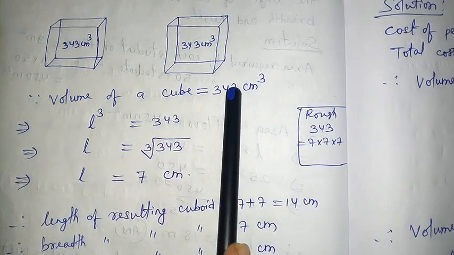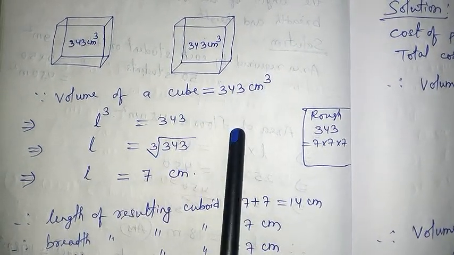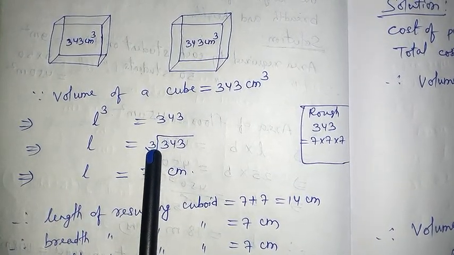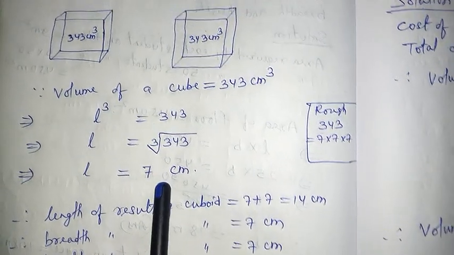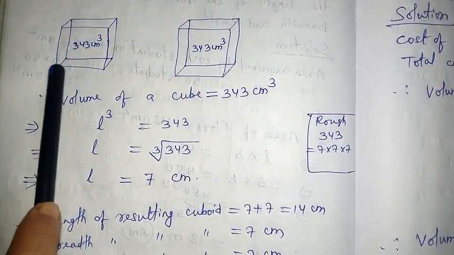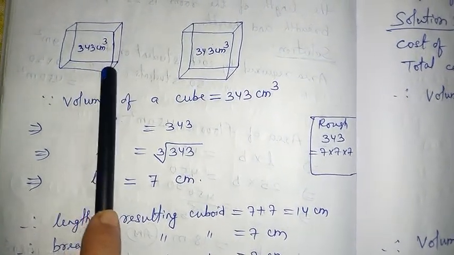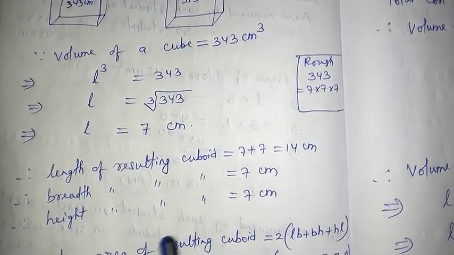L cube equals 343, L equals cube root of 343. If you remove the cube on the left side, we get the cube root on the right side, and the cube root of 343 is 7. So L equals 7. That means the length, breadth and height of each cube is 7 centimeter. In the rough I have done the cube root.